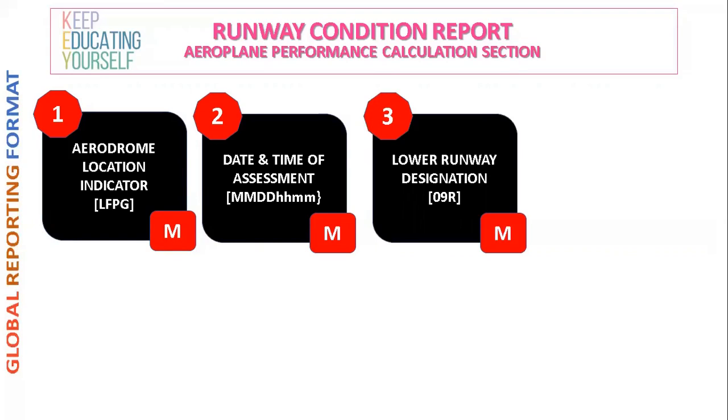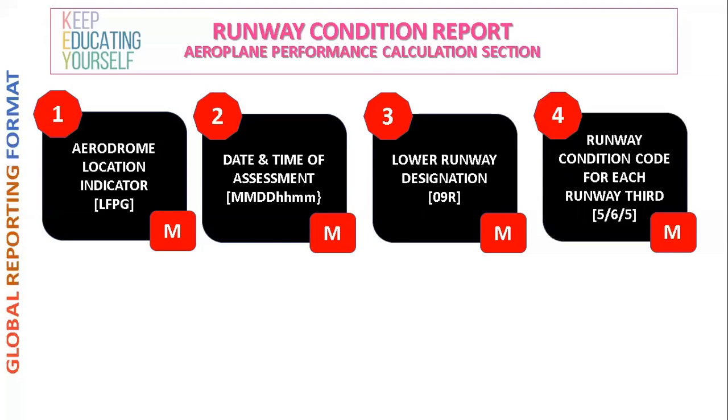The third element is the lower runway designator. As I have mentioned earlier, the runway condition report will be prepared for the lower runway designator only. So in case of runway 09 or 27, only runway 09 has to be reported here, and the first third of the runway condition report will begin from the runway 09 beginning only. So it can be 2 letters or 3 characters which identify the runway for the assessment. This information is again mandatory. So here we have used 3 characters, 09 Romeo, right.